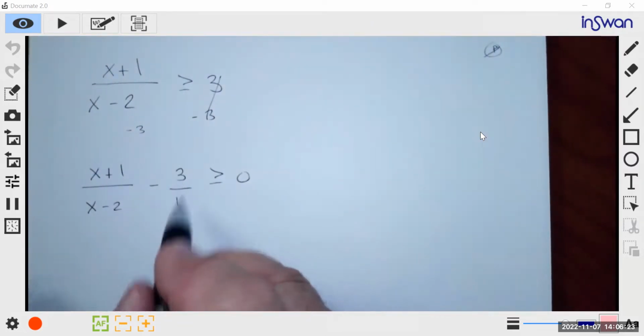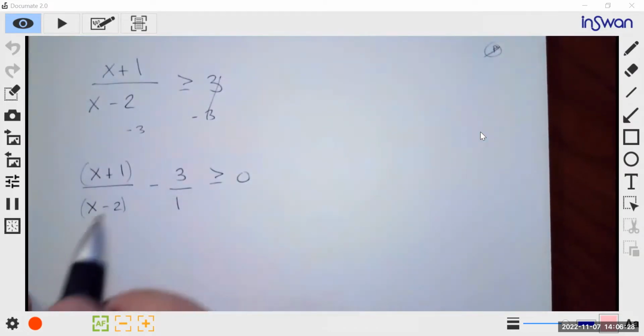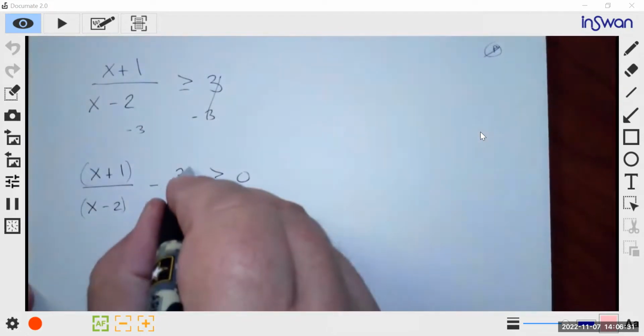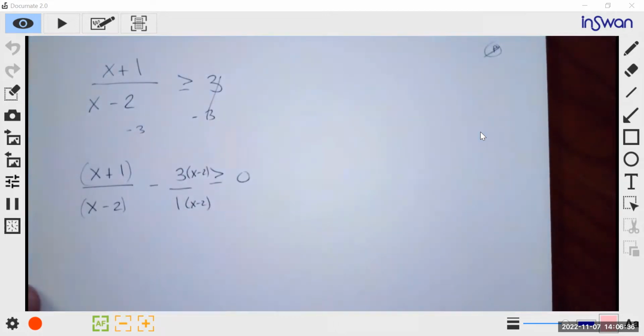This 3 is 3 over 1. I have to get a common denominator. So the LCD is x minus 2, so I have to do x minus 2 top and bottom here. So I have (x plus 1) over (x minus 2) minus 3 times (x minus 2) over (x minus 2), greater than or equal to 0.